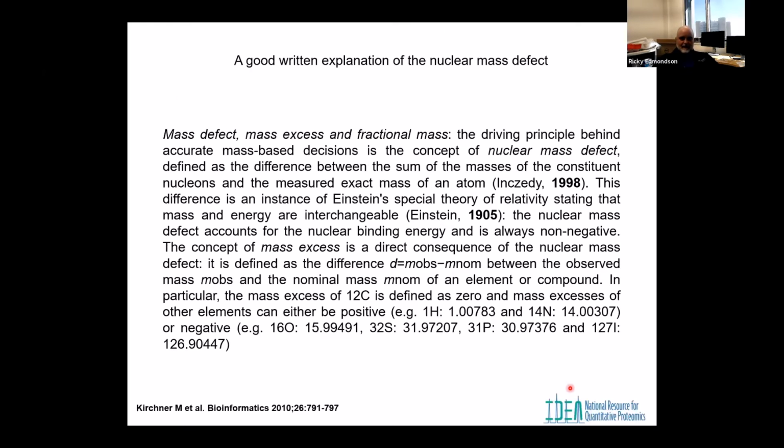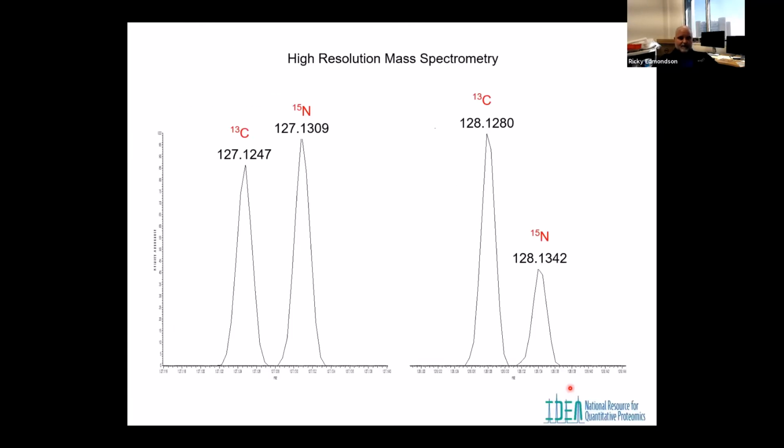If you want to know more about it, I did include just this little blurb. You can look back at the slides if you want to impress your friends and talk about mass defects and mass sufficiency. But the take home is that the precision and accuracy of these instruments is so good that we can actually tell the difference between a carbon and a nitrogen that have the same mass. All right, I went through that lightning quick, but hopefully fast enough that nobody fell asleep.